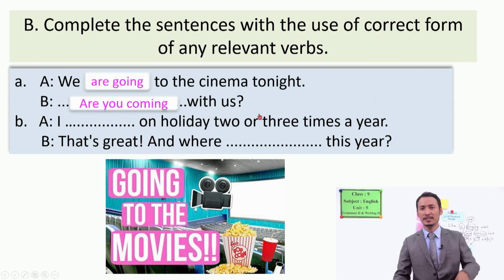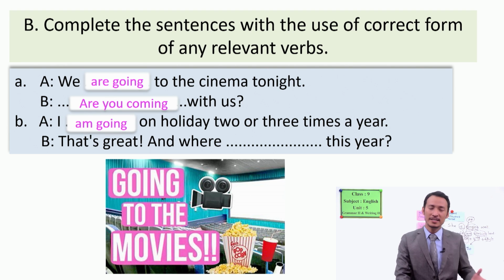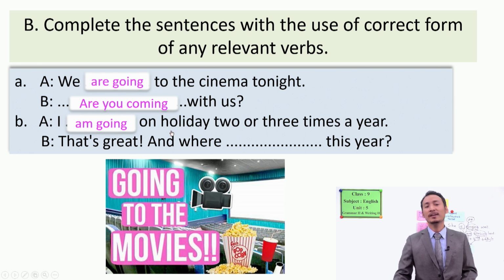What do you do on holiday? You do, or what do you do? You go on a holiday or you do a holiday? What do you say? It should be go on a holiday. So in present tense, you can use present continuous tense. I am going on holiday 2 or 3 times a year.